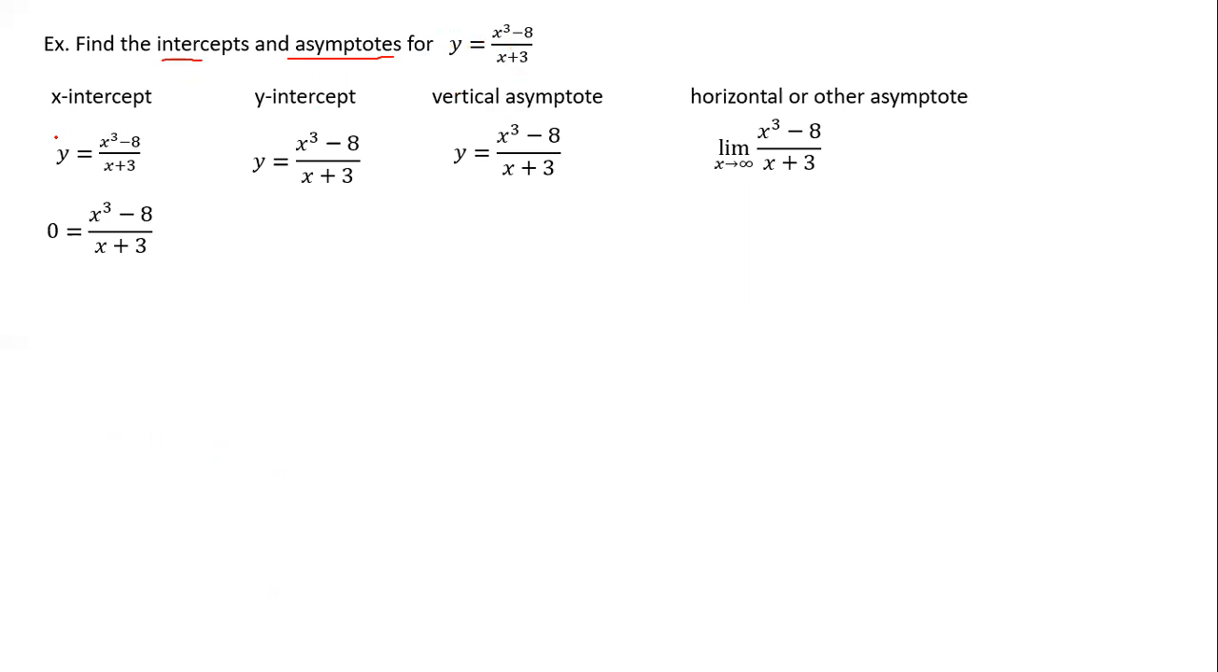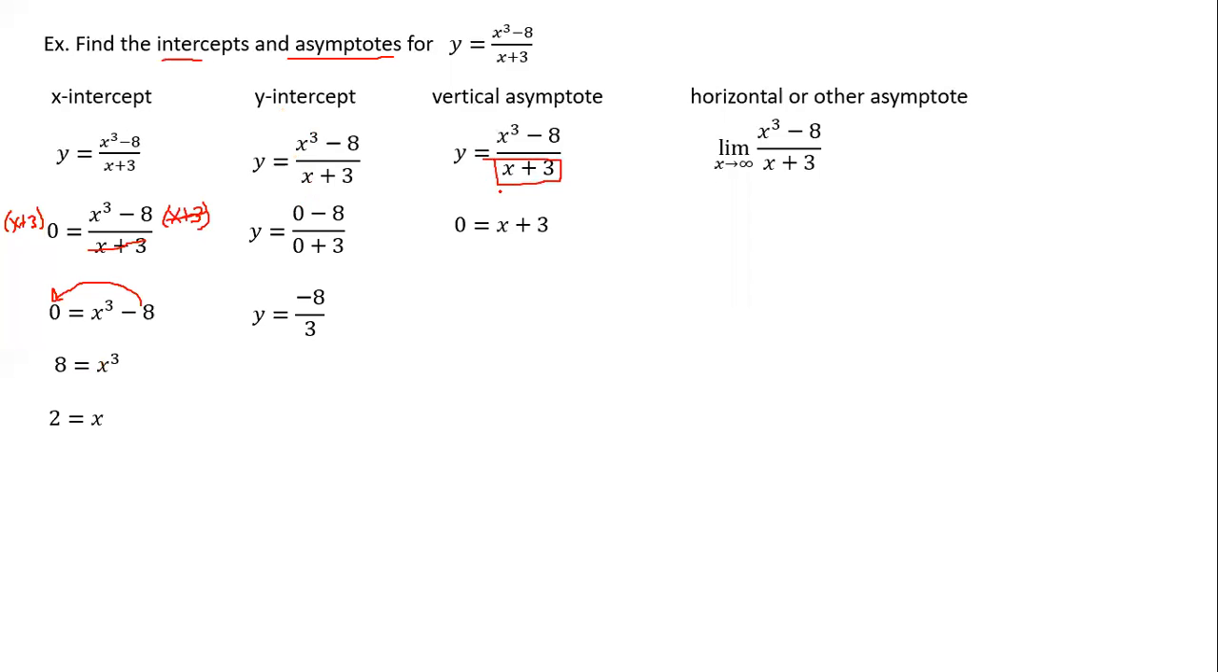X-intercept, let y equal 0. Multiply both sides by x plus 3 to clean out that fraction. That will give us x cubed minus 8 on the right and 0 on the left. Bring the 8 over. And what cubes to give you 8? 2 does. Y-intercept, let x equal 0. Negative 8 over 3. Vertical asymptote, what makes the denominator equal 0? Negative 3.